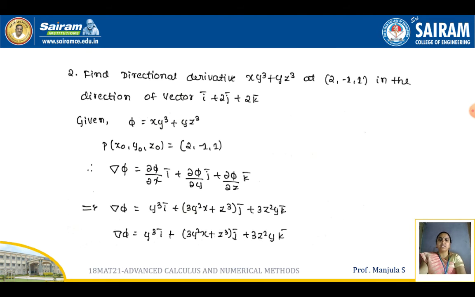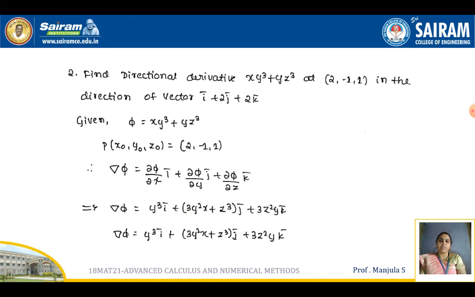Now we'll see the next problem. Find the directional derivative of xy cube plus yz cube at the point (2, -1, 1) in the direction of the vector i cap plus 2j cap plus 2k cap. This is the question. Here also the direction vector and the phi value at a point are given. So first we define phi as xy cube plus yz cube, and the point is (2, -1, 1).